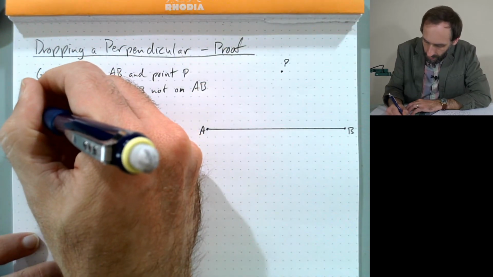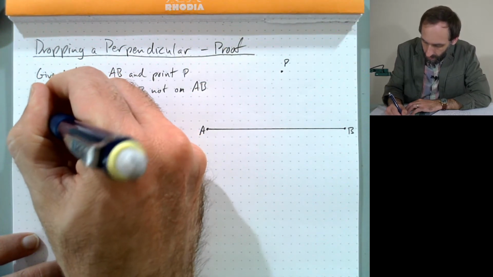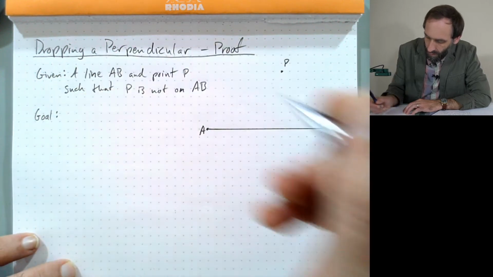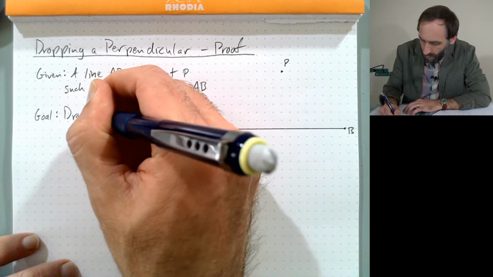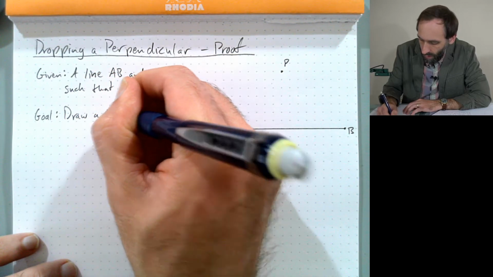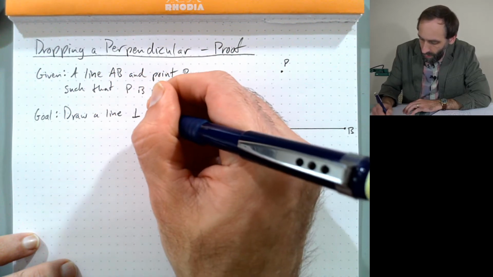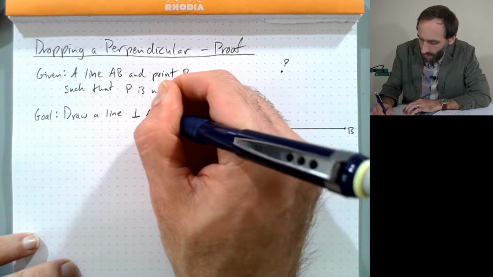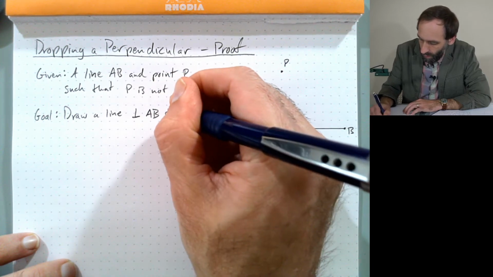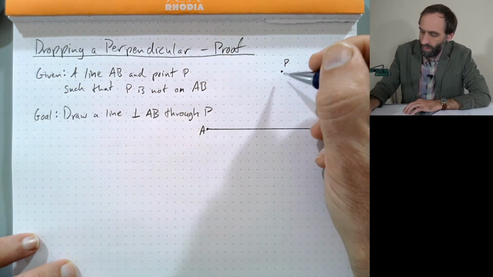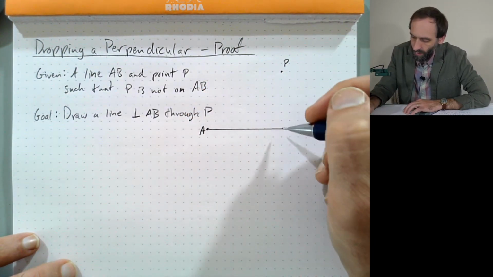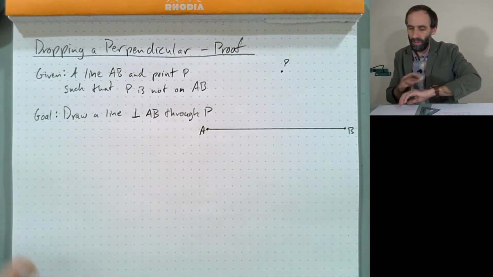My goal is to draw a line perpendicular to AB through P. So a line that goes through the point P and is perpendicular to AB.